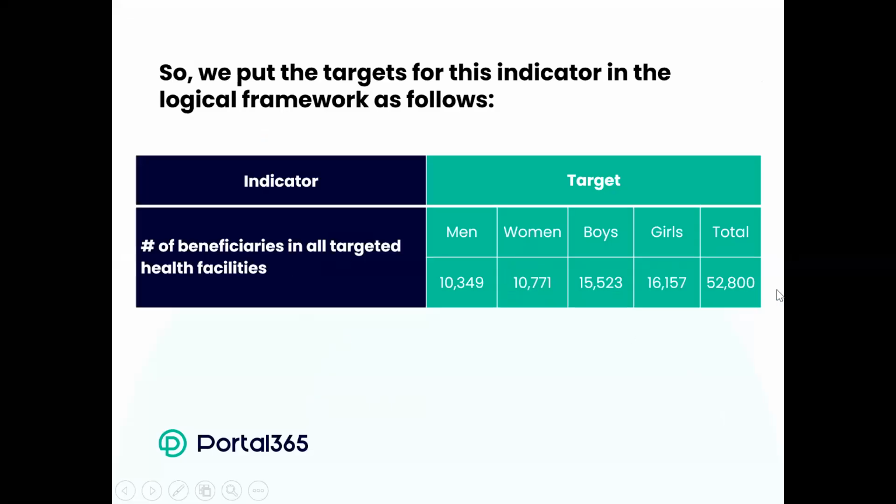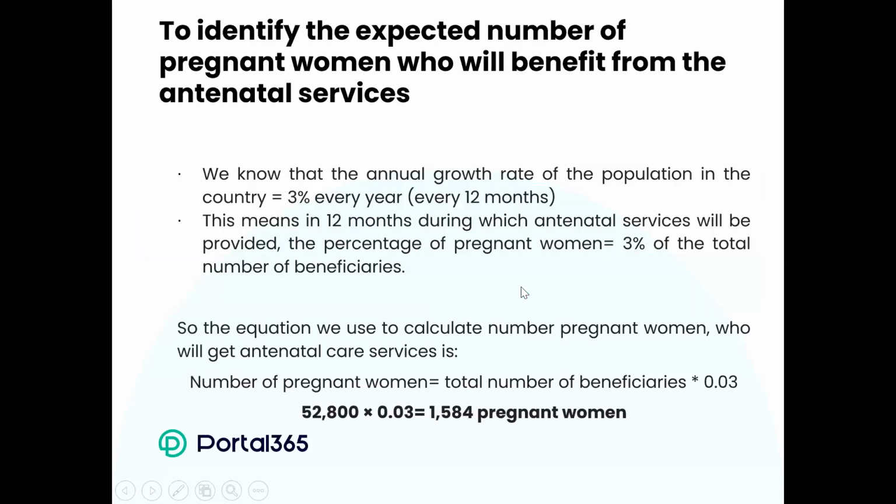So when we talk about the total number of beneficiaries, it is 52,800. If we want to know how many women, although here we talked about 10,771 total women above 18 years old, how many of those women do we expect to be pregnant? So how do we do that?